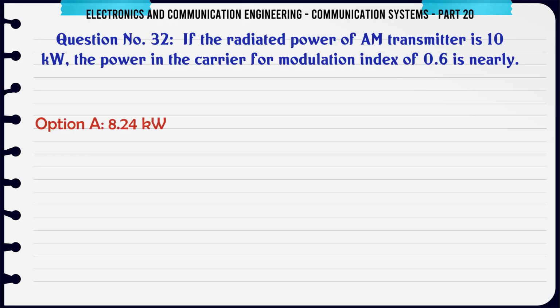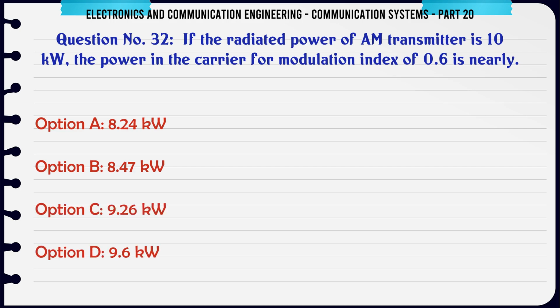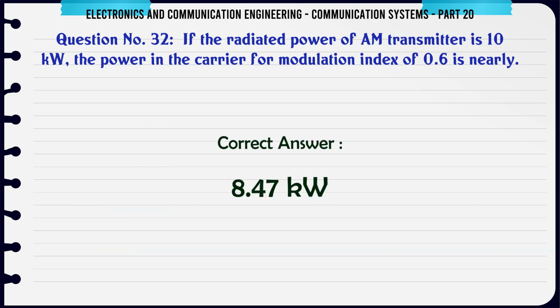If the radiated power of AM transmitter is 10 kW, the power in the carrier for modulation index of 0.6 is nearly A. 8.24 kW, B. 8.47 kW, C. 9.26 kW, D. 9.6 kW. The correct answer is 8.47 kW.